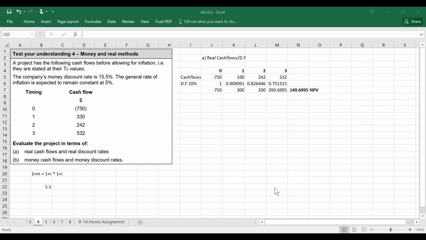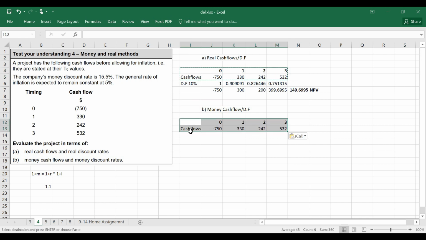Now let's solve the same example using method B. We want to solve the same example using money cash flows and money discount rate. We know that our first step was to calculate the money discount rate, but in this example the money discount rate or nominal discount rate is already given, so we don't have to calculate it. Now our step number 2 was to inflate the cash flows. I am going to simply copy these cash flows from here and paste them here, and here I am going to inflate them.